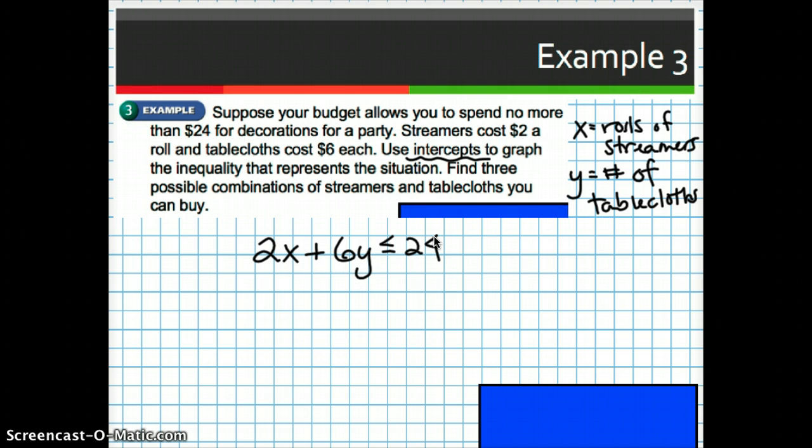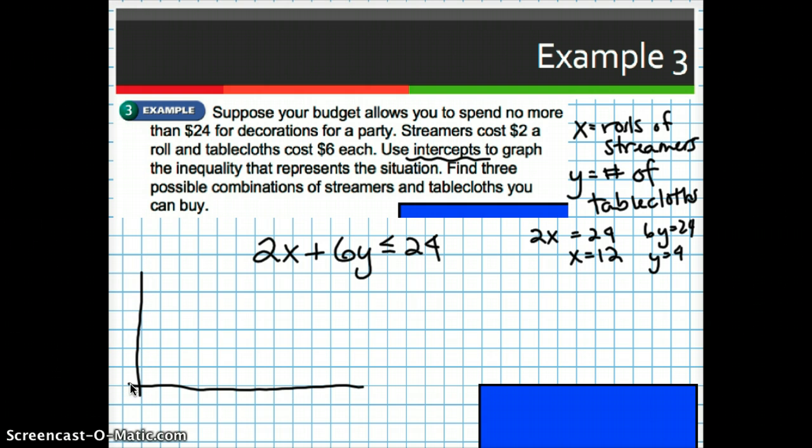All right, I am going to try to use intercepts for this method. So my x-intercept, that would look like 2x equals 24, so my x would be 12, and my y would look like 6y equals 24, so my y would be 4. Okay, and then I'm going to go ahead and graph this. Obviously, we're doing streamers and tablecloths, so we aren't going to have negative values, so I can just make a 1-quadrant graph.